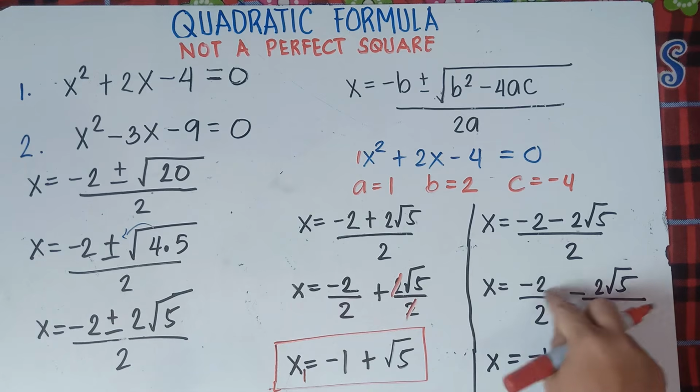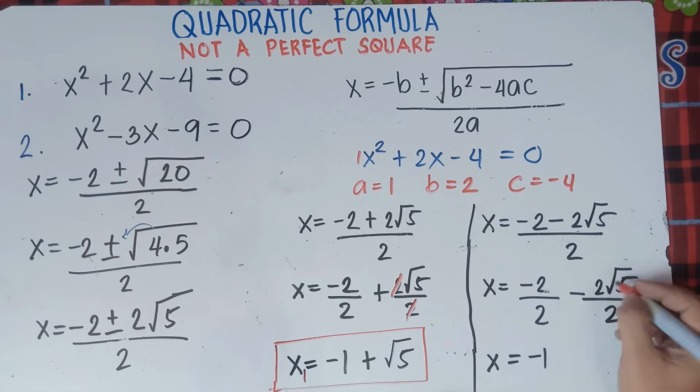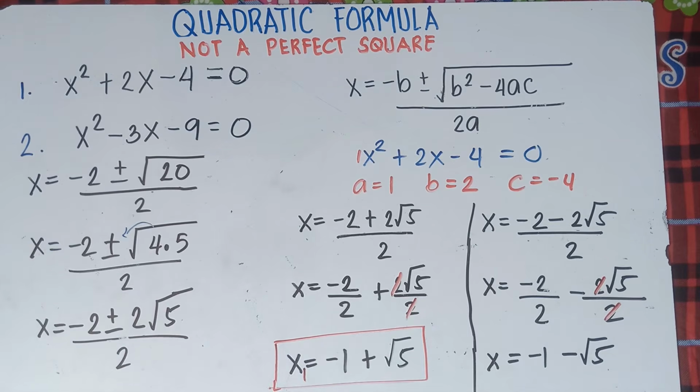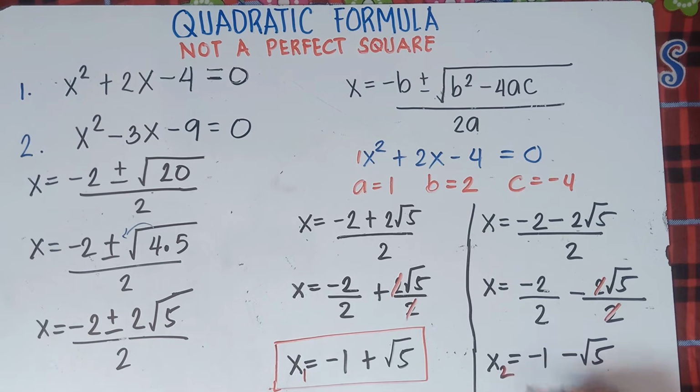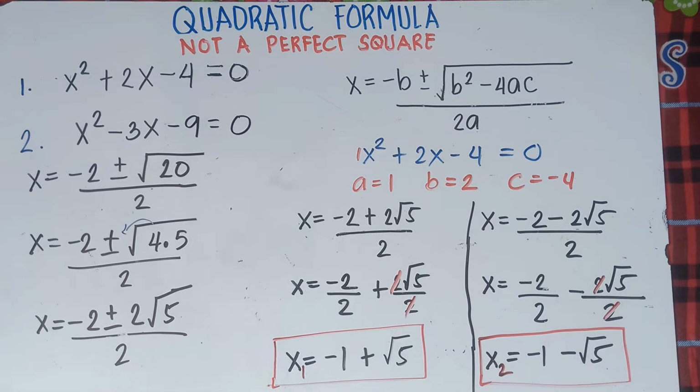Once again, negative divided by positive is negative. Do not forget about that one class. Dividing unlike signs, the answer is always negative. And then 2 divided by 2, you can cancel this out. So the remaining will be negative 1 minus square root of 5. So that's it, class. That's the answer for the x sub 2. Quite complicated, right? But if we do it step by step, I'm sure you can answer this one.